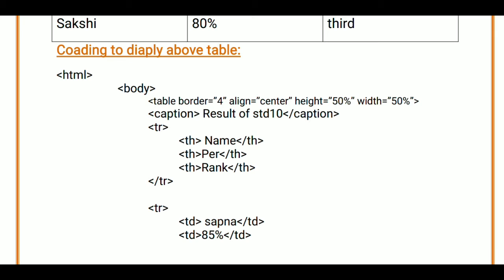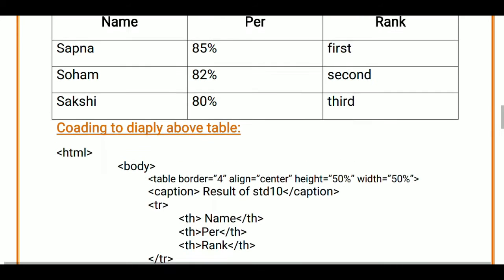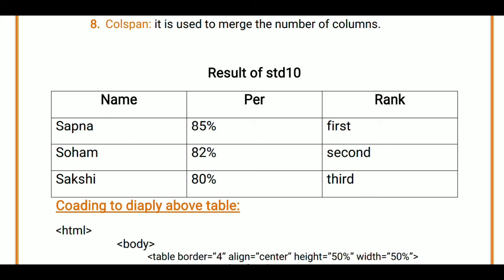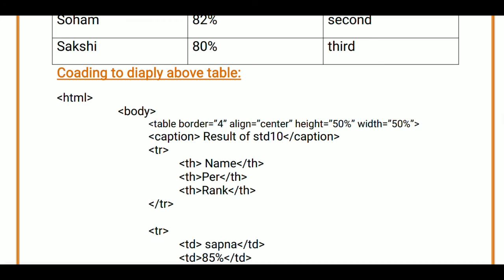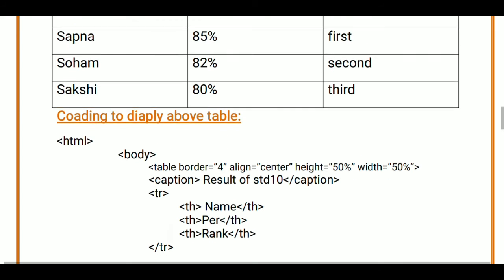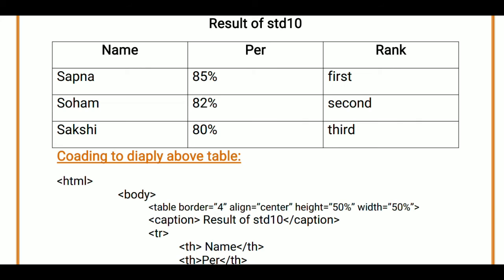So it will occupy 50% height and width of the browser screen. Then, with the help of the caption tag, we have written our heading, that is Result of Standard 10. Closing caption tag. Then the first row we want to create, this one: name, percentage and rank. So first we have to write the opening tr tag. Then, how many cells are there? 3 columns are there. So how many td tags are required? 3 th tags. Sorry, th tag we will use here because our column headings are written with the bold effect and center aligned.